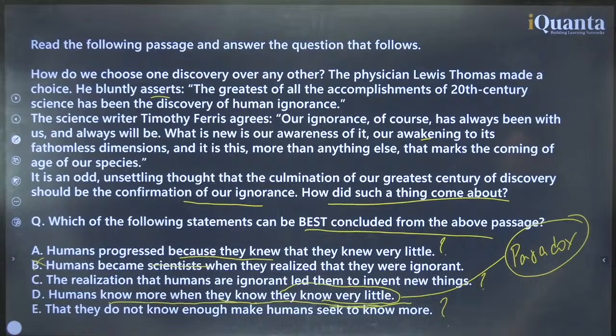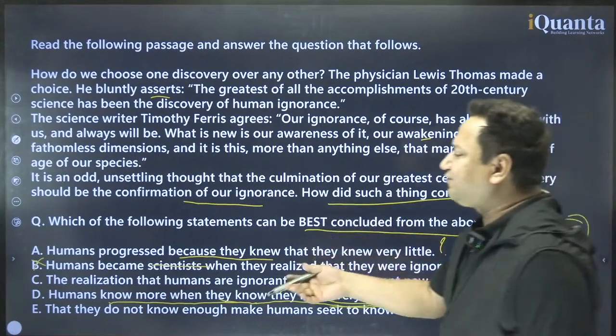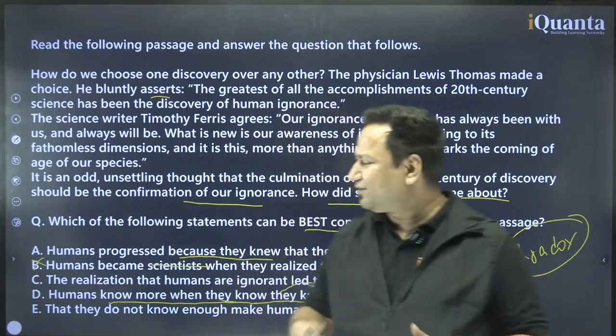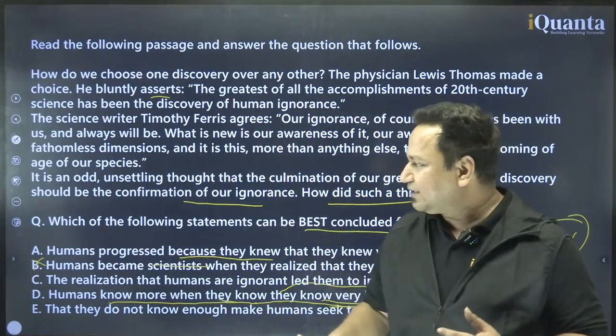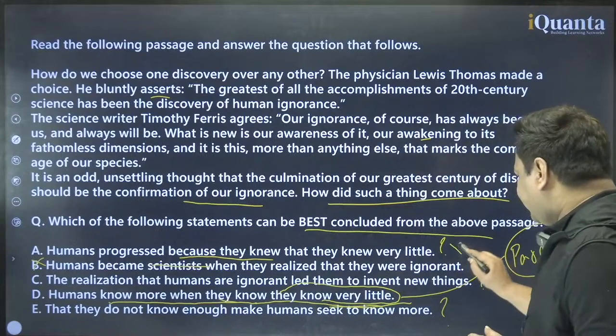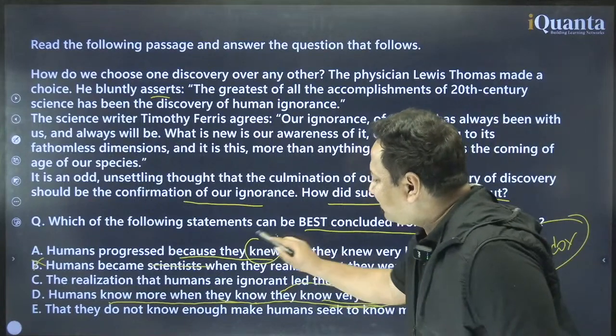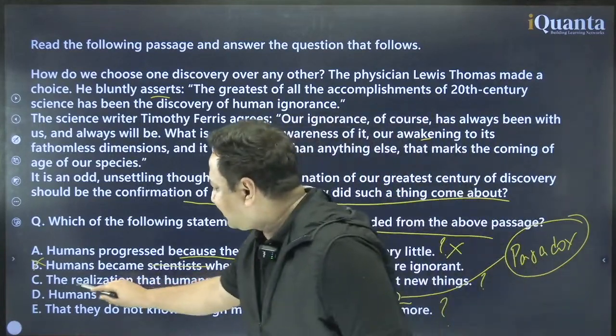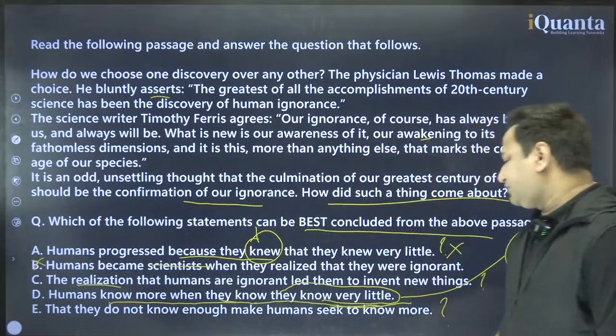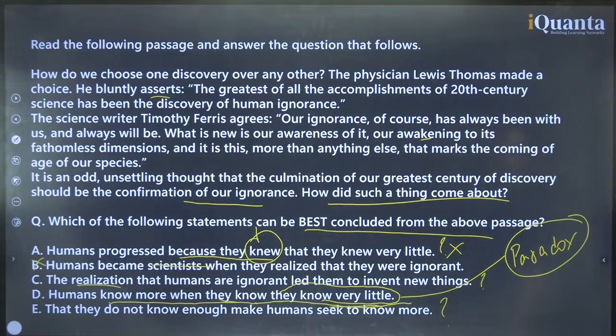Option A talks about human progress. When did they progress? Is it recent? It's a very general statement. So A can be eliminated. Coming to C, realization. It says they knew. Here it says the realization. Okay? When they realize that they're ignorant, it led them to invent new things. C looks better than A, so A can be eliminated.